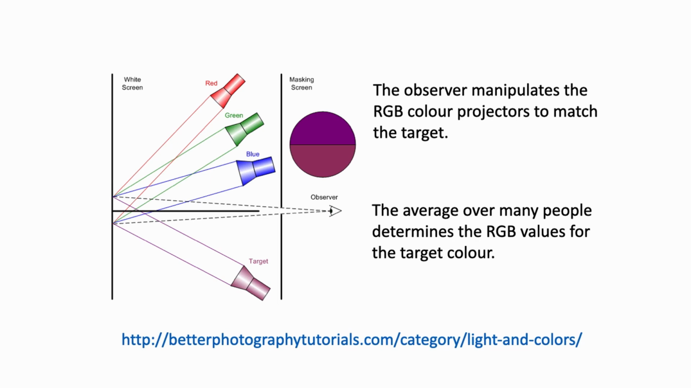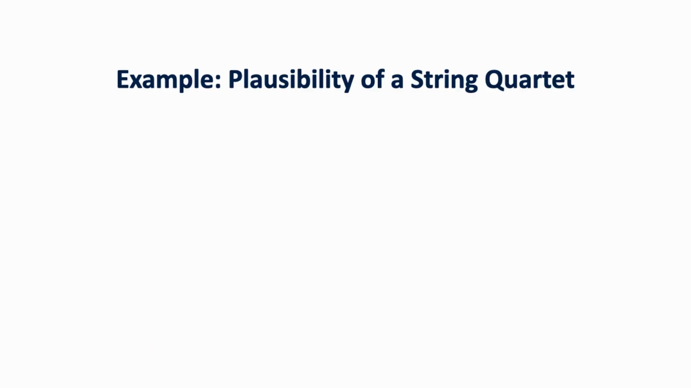In color theory, what happens is you have a target color that an observer looks at, and then the observer can manipulate 3 projectors, red, green, and blue, which mix together. The observer can manipulate the amount of red, the amount of green, the amount of blue, until they say, yes, to me, the color I've just made matches the target. You average this over many people, and you get RGB values for the target color.